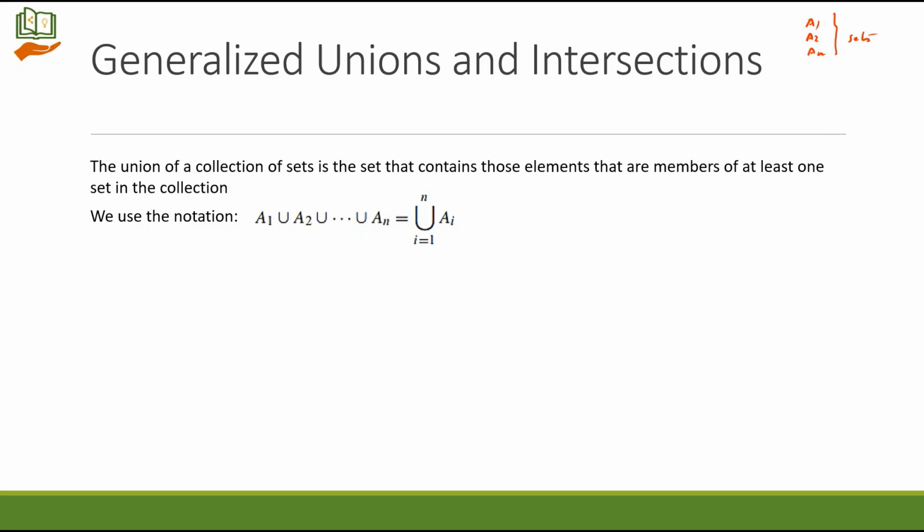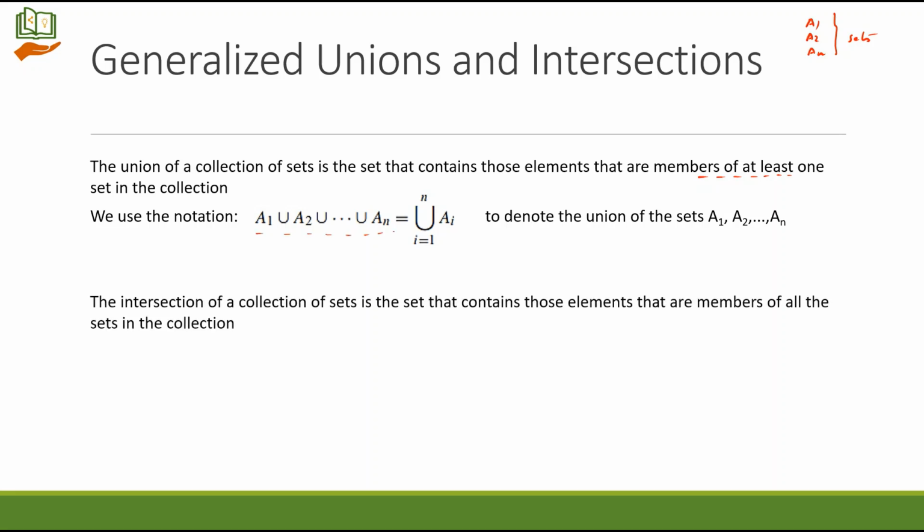The union mentions that the members belong to at least one of the sets in the collection. If you take A1, A2 and A3, even if A2 and A3 do not have any element, they are going to be empty. If an element is present in A1, the union of A1, A2, A3 will have that element. This denotes the union of the sets A1, A2 to An. That is what you can see in this expression.